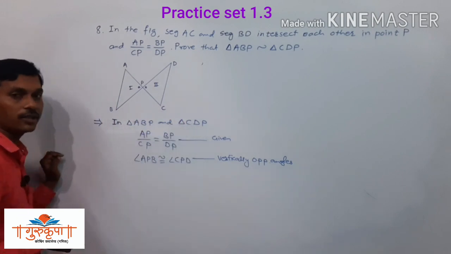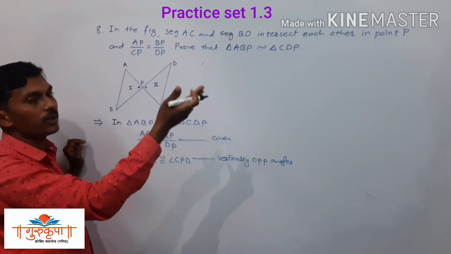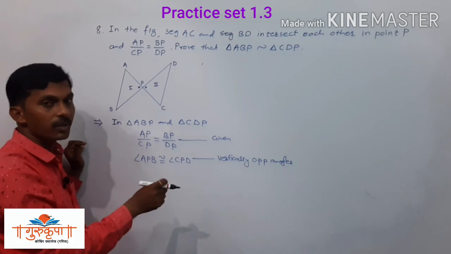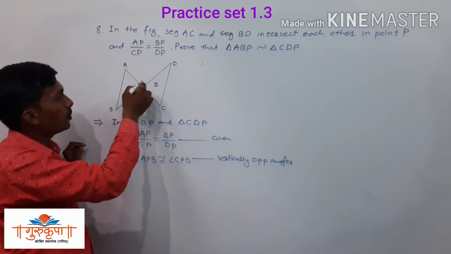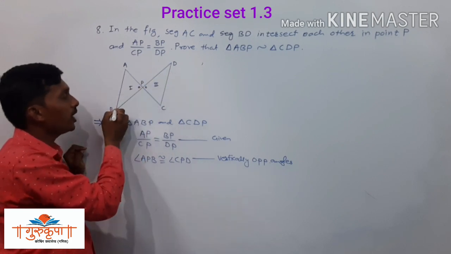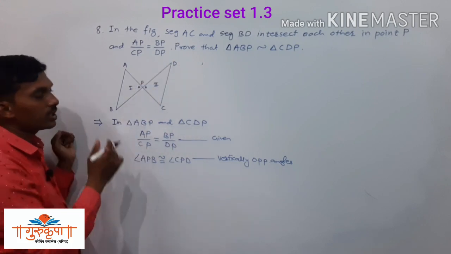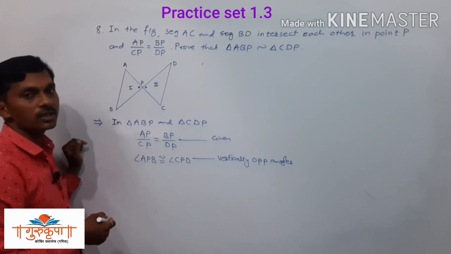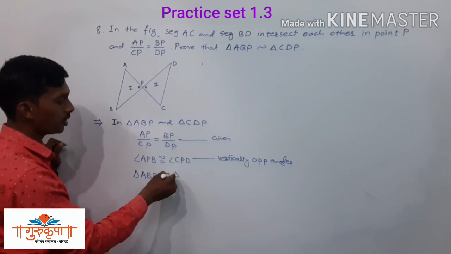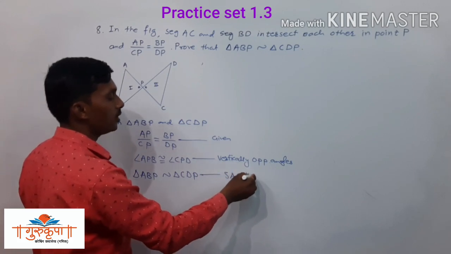Since both the triangles are similar to each other by side angle side test: if two sides of the first triangle proportionally divide the two corresponding sides of another triangle and the angles included by them are congruent. Here AP proportionally divides CP, BP proportionally divides DP, and the angle included by AP and BP is congruent with the angle included by CP and DP. So both the triangles are similar to each other by SAS test. So here we can write triangle ABP similar triangle CDP, and the reason is side angle side test.